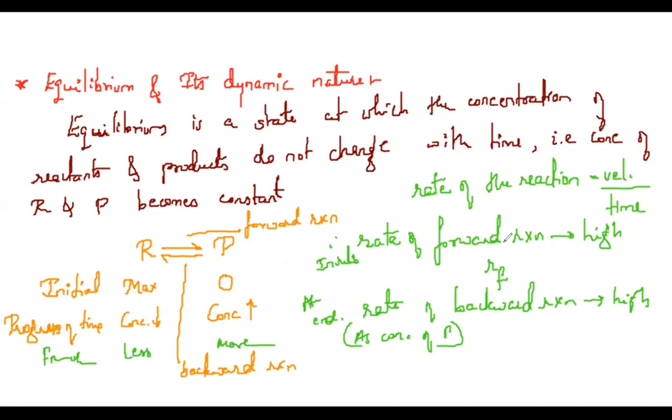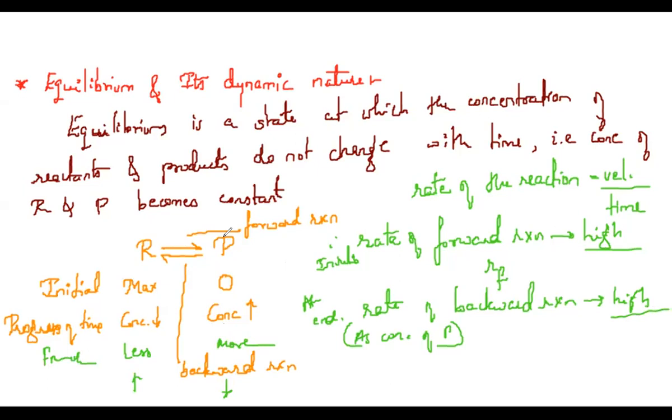So in the beginning, the rate of forward reaction is high. At the end, the rate of backward reaction is high, but the reaction doesn't stop. As the backward reaction is happening, the concentration of reactant goes on increasing again, and the concentration of product goes on decreasing. So this continues. That's the reason we say that reversible reactions are never complete.